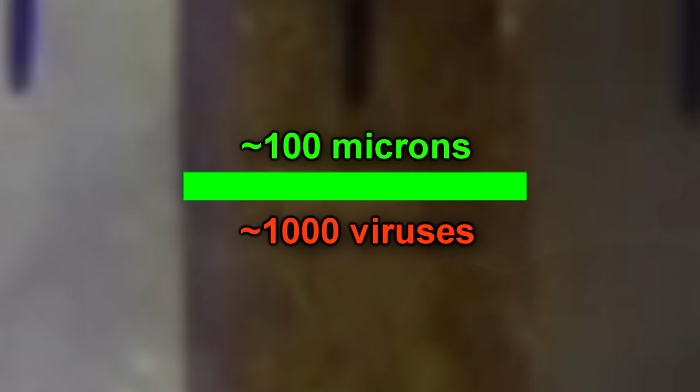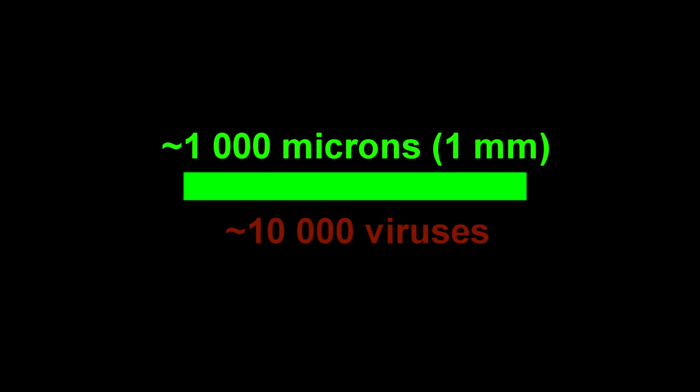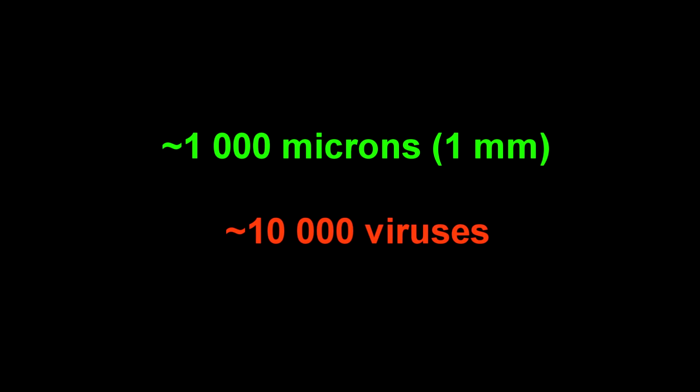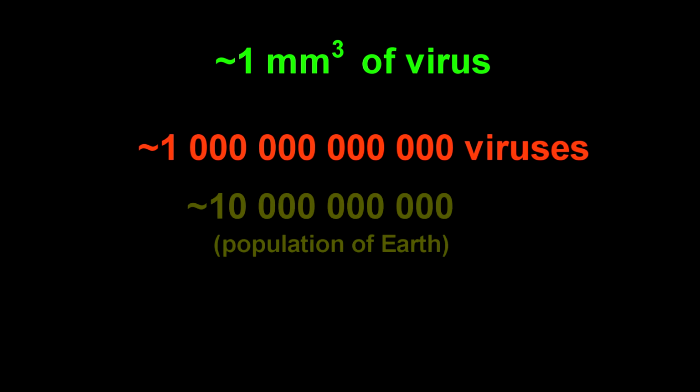So we can do a rough calculation here. How many virus particles would we need to infect the entire planet? So a millimeter would be about 10,000 virus particles. So what if we went for a cubic millimeter? How many virus particles would that contain? About 1 trillion.